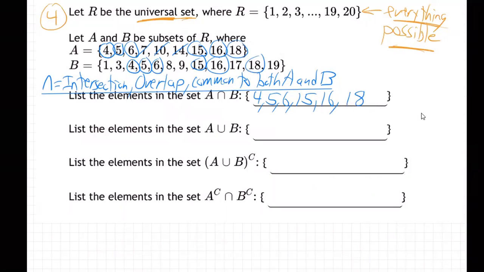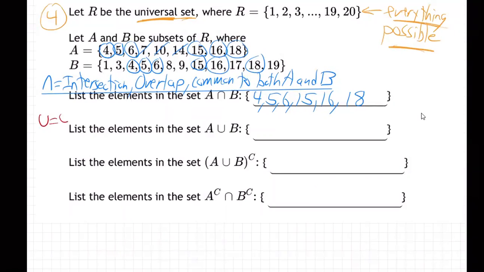And that's it. I don't need to check the rest of B because we're looking for stuff in both sets. And so if you've checked all of one set, there couldn't be anything else in both sets, or it would have been in that set. All right, are we good so far? So that's the overlap. Let's come down and do the union.